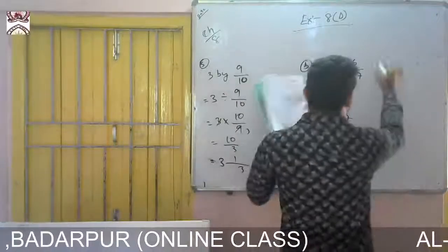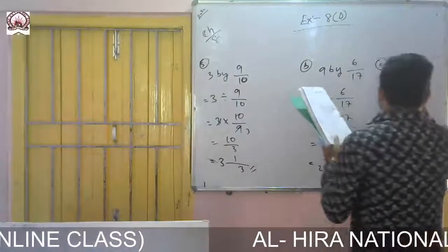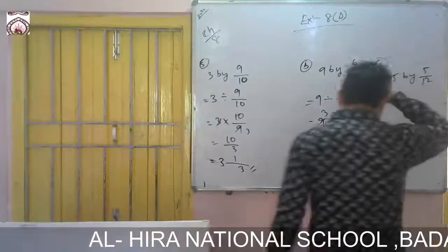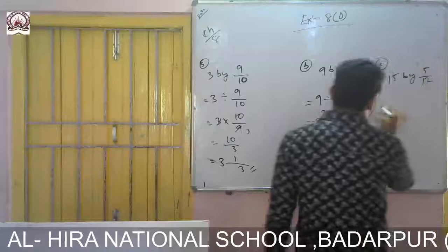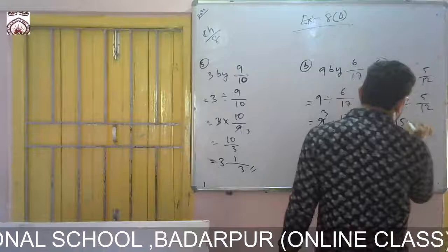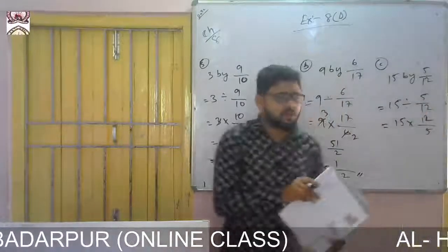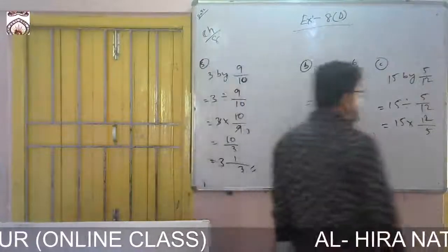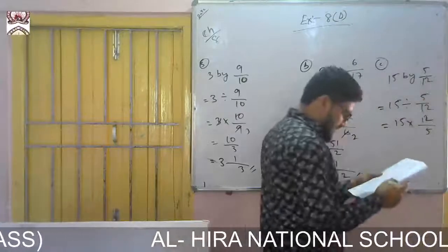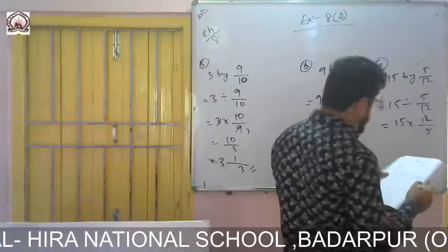Okay, now come to C. In C, what is there? 15 by 5 by 12. So it is 15 divided by 5 by 12. Now 15 into 12 by 5. Sorry, 12 by 5. 15 into 12 by 5.